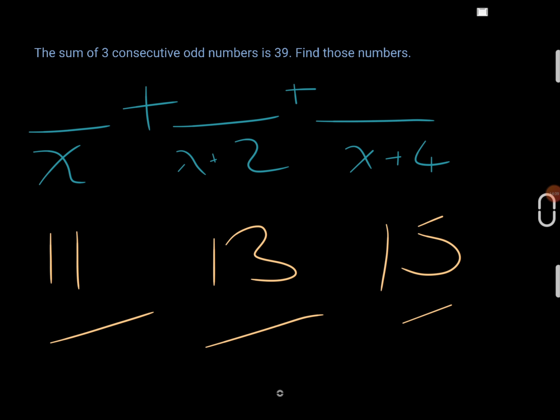So these are two examples which I wanted to show you guys. If you have any doubt, let me know. Okay.